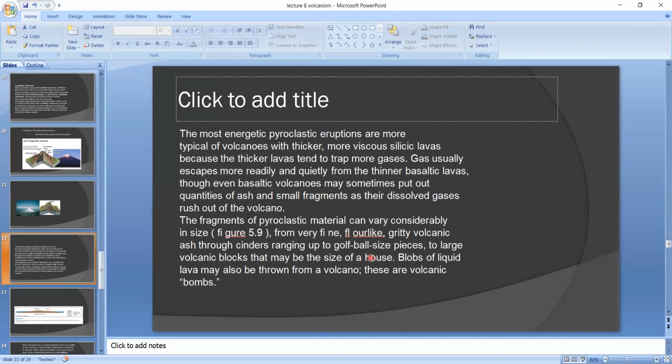So what is pyroclastic material? Pyroclastic material is made up of fire. It's broken fire material, and it goes into the atmosphere and then cools down and falls back to earth or surface. It also comprises ashes and solid particles. So it could be a size of ash, to the size of a golf ball, to the large volcanic blocks like the size of a house.